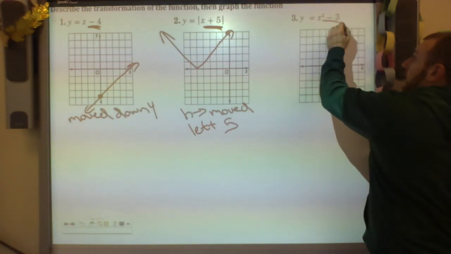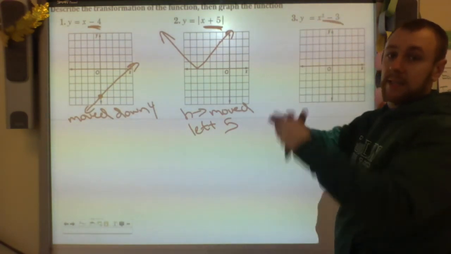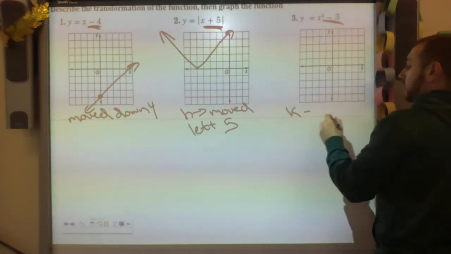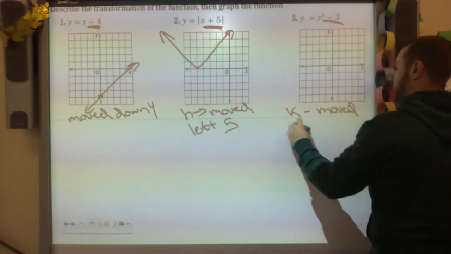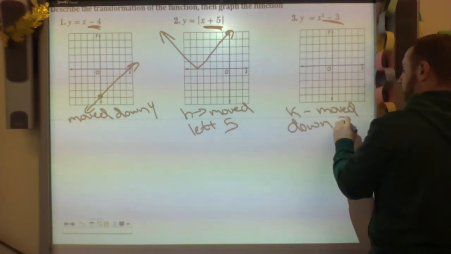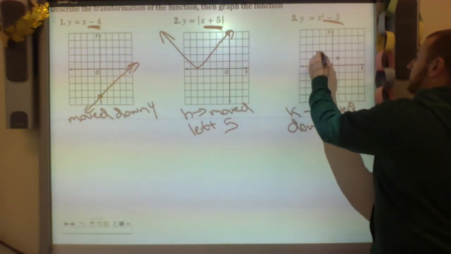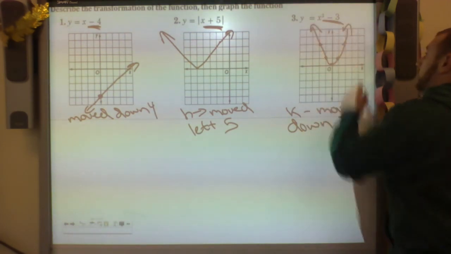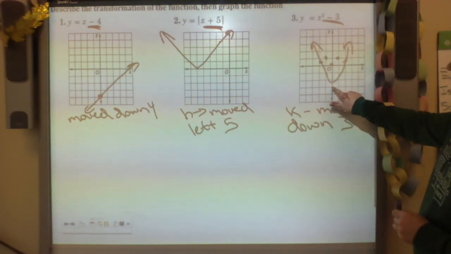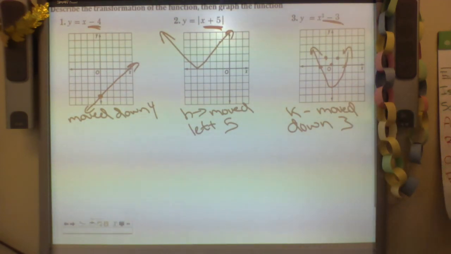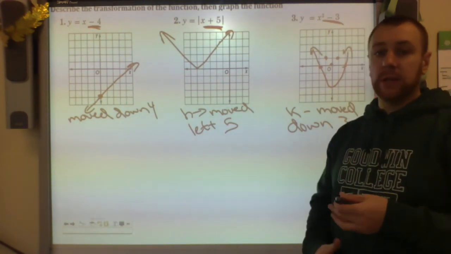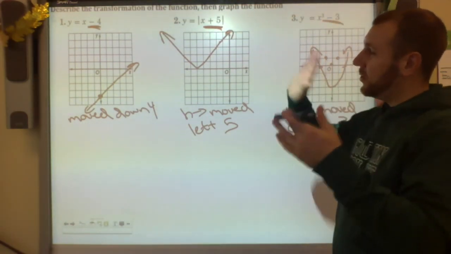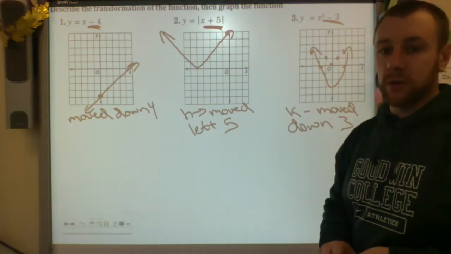Here, it's not happening directly to x. It's not in parentheses. So that's my k. So it's -3, so it's moved down 3. So normally, my graph looks like this. Now I take it and I move it down 3, it looks like that. And that's all you have to do when you're moving this stuff around. And it's to help you figure out how do functions move, left, right, up, down, that sort of thing.